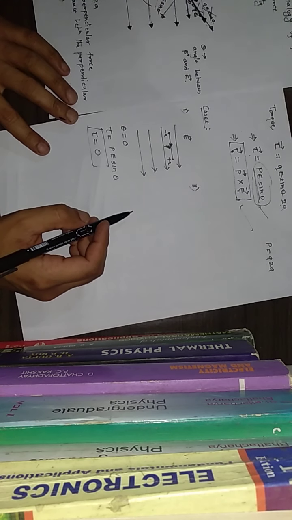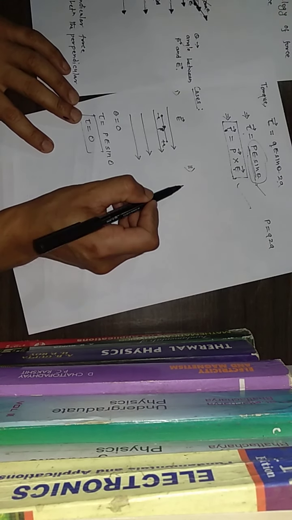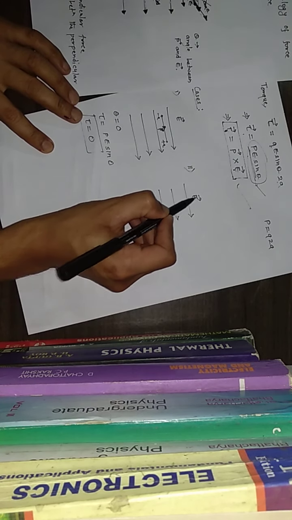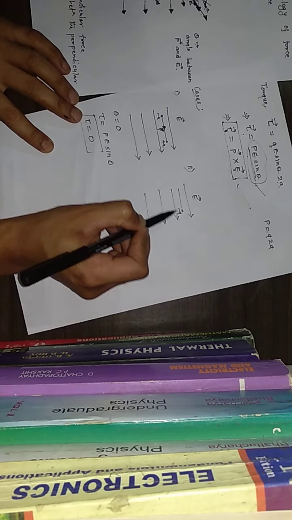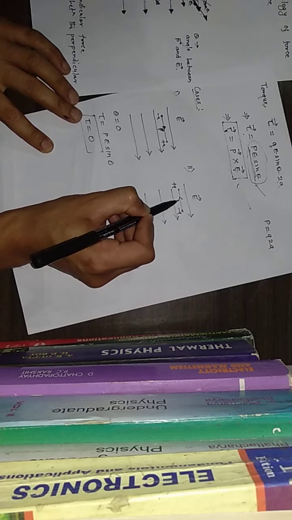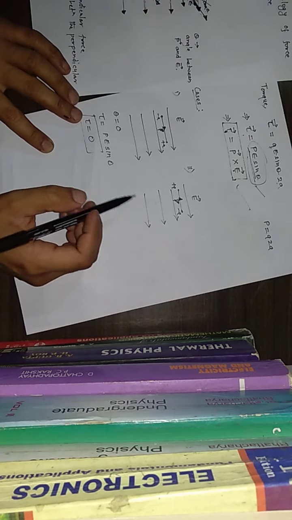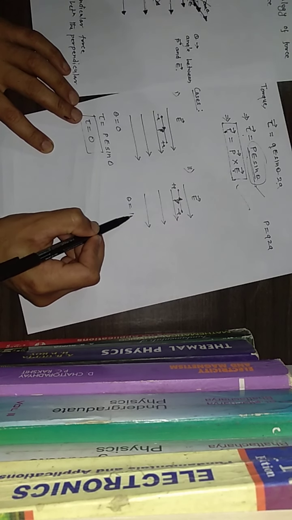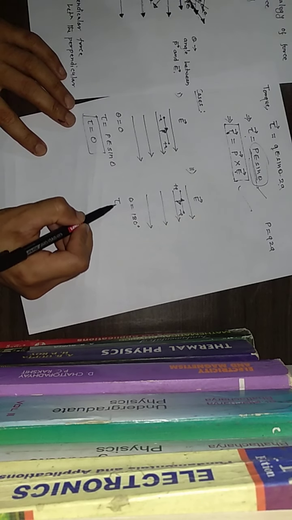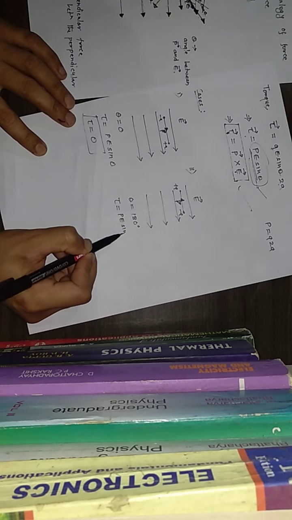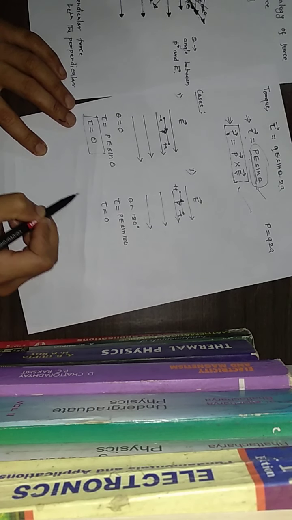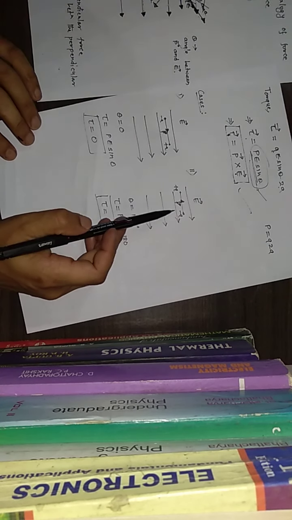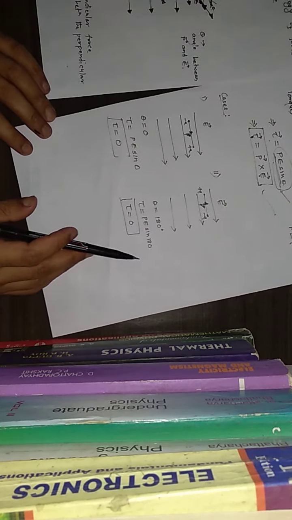Case number 2, when the dipole is placed this way. This is my electric field. And if I place the dipole this way, this is my negative charge and this is my positive charge, and the dipole moment is from negative to positive charge. So in this case, P is in this direction and E is in this direction. They are opposite in direction. That means theta will be 180 degrees. So tau will be PE sine of 180 degrees, and it will again be 0, because sine 180 is also 0. So in this case also, this dipole will not experience any torque.